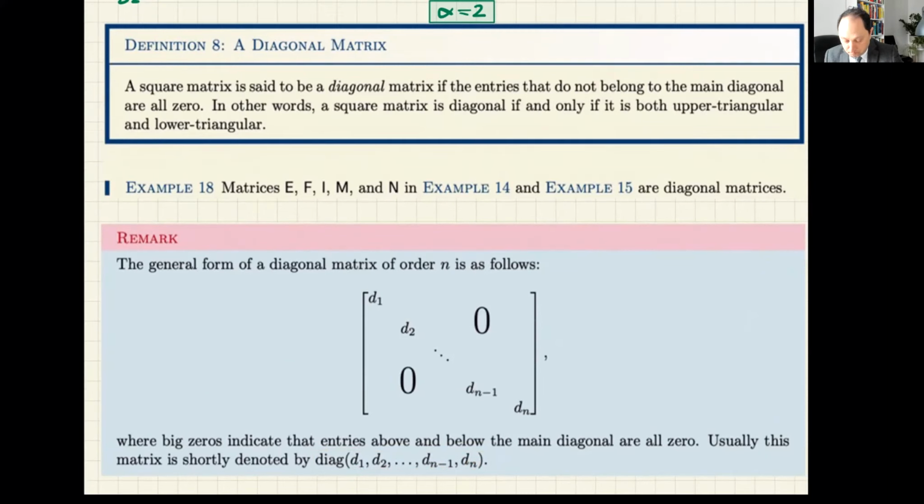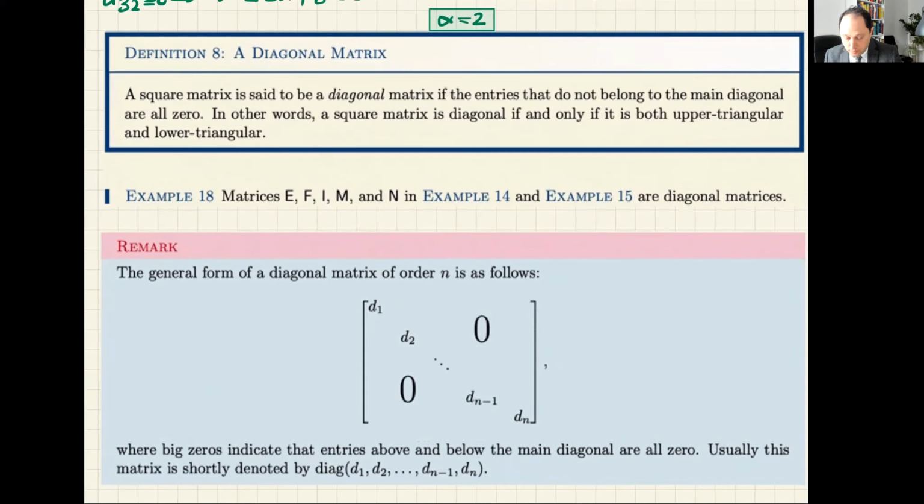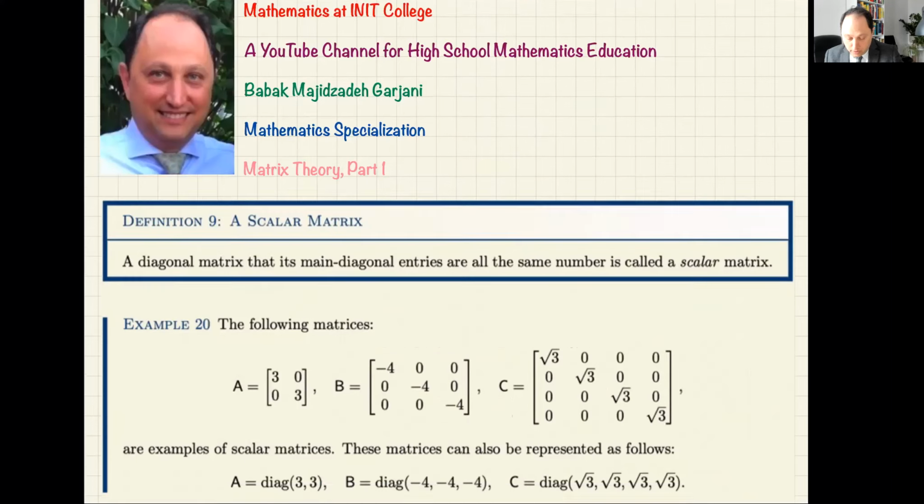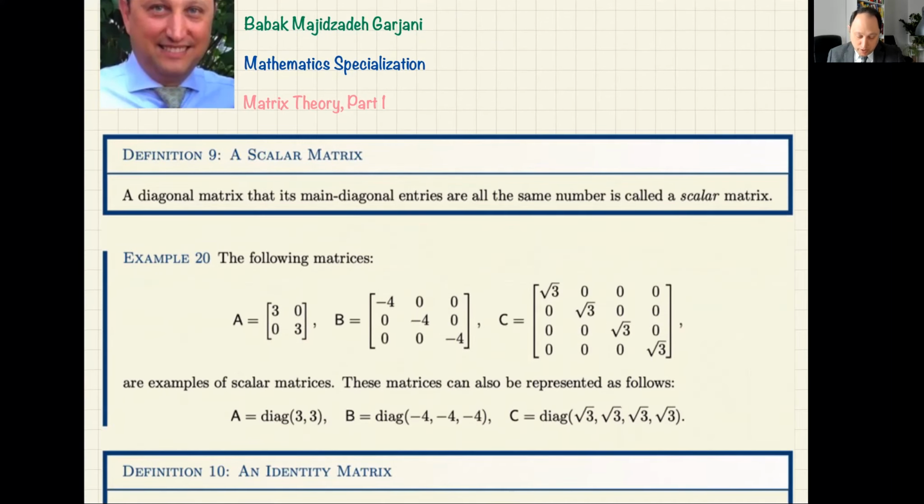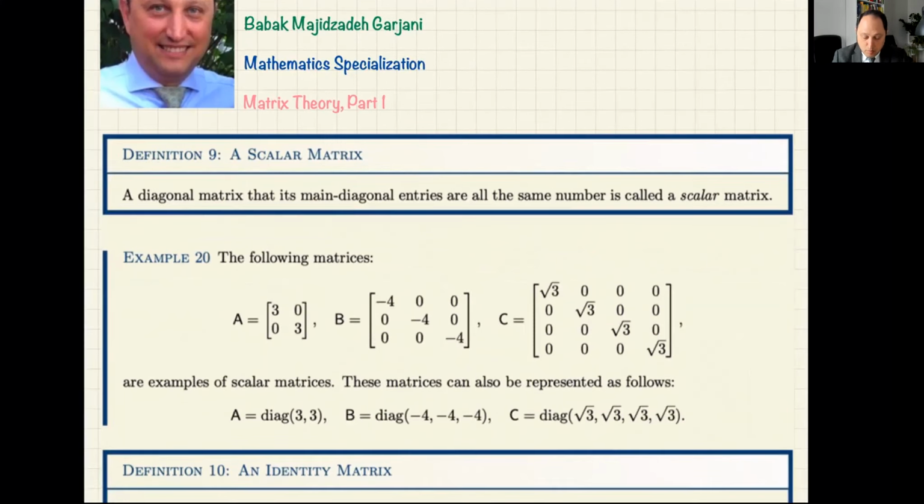And that's it. For example, by the way, there is also another class of square matrices, within the class of diagonal matrices, that is called a scalar matrix. Yes, a diagonal matrix whose main diagonal entries are all the same number is called a scalar matrix.